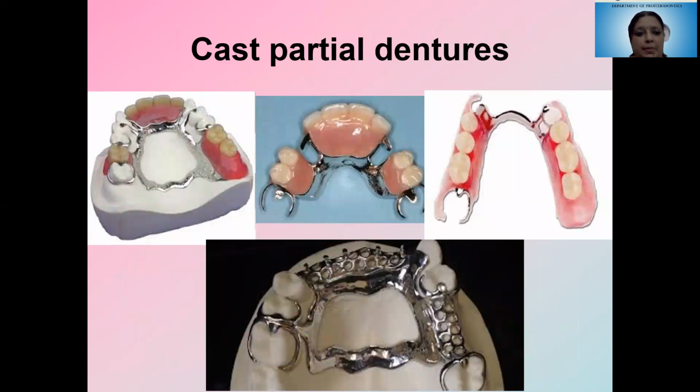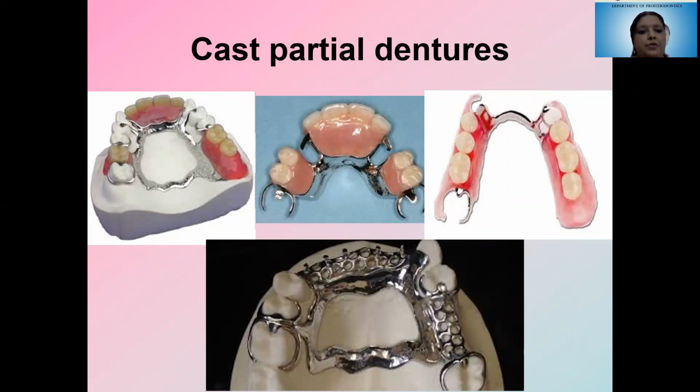This is what a typical cast partial denture looks like. Removable partial denture or the cast partial denture, this is what it looks like. There we fabricate a metal framework. We make the wax pattern, cast it in the laboratory, and we fabricate a metal framework to which artificial teeth are attached with acrylic. So this process is called a cast partial denture.